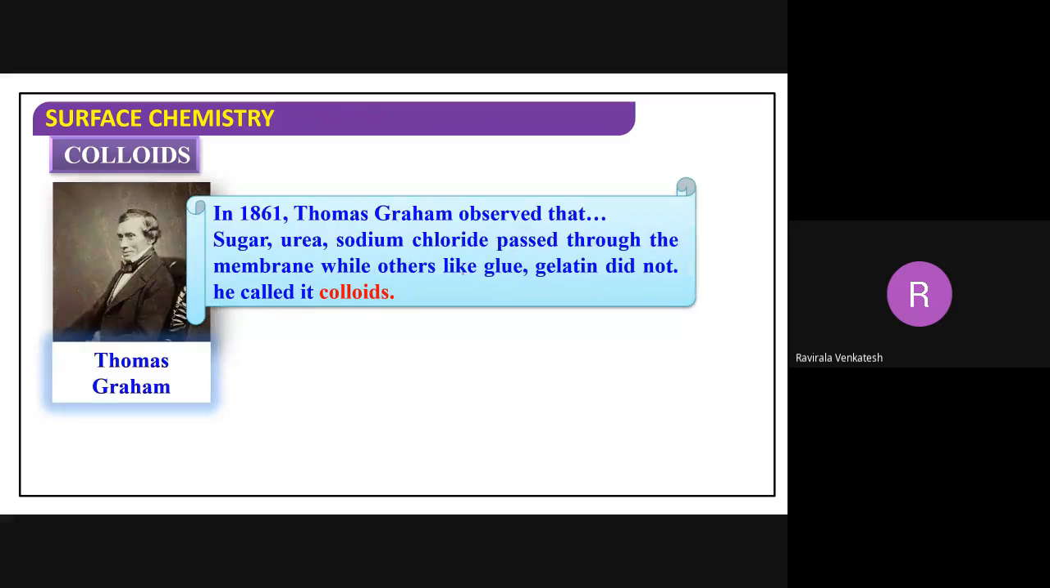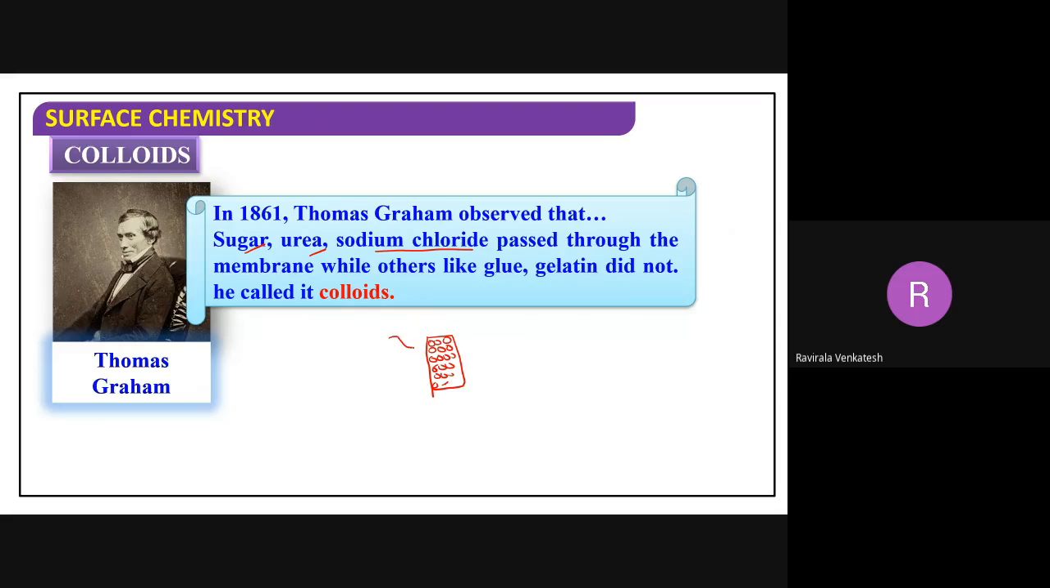Let me take here. Thomas Graham observed that sugar, urea, and sodium chloride pass through a membrane, while others like glue and gelatin did not. He has taken a membrane, a cell membrane, which has some porous nature.